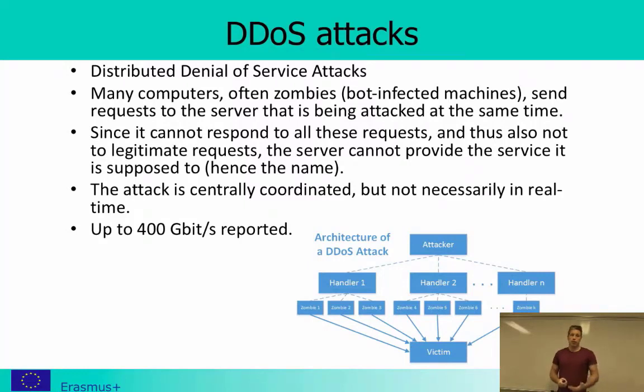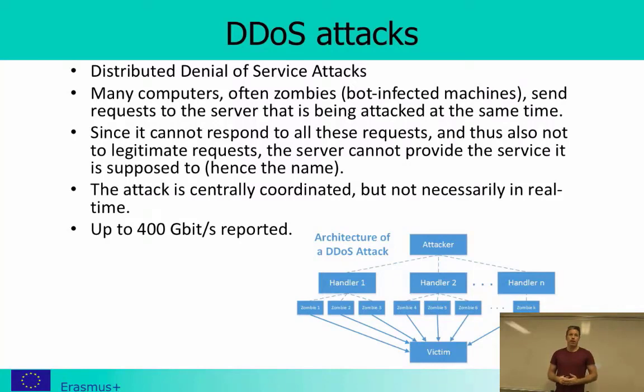This can be a legitimate request, for example, for a website, or it can be an illegitimate request. It really doesn't matter. The thing is that the server or the system will receive so many requests that it's unable to answer them. Such an attack will usually be centrally coordinated, but it doesn't have to be in real time. So it can be that you have control of a lot of machines, and you're telling them at that particular time, send these kind of requests to that particular machine, and they will all be attacking at the same time.